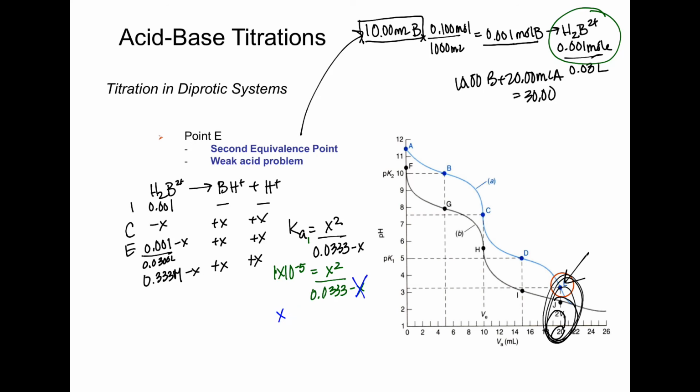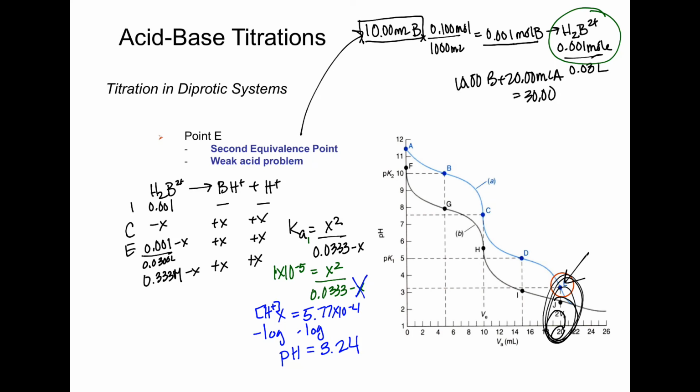I got that x was equal to 5.77 times 10 to the negative 4. So x was equal to the hydrogen ion concentration. When I take the negative log of the hydrogen ion concentration, I get the pH, and I got 3.24. Now that makes sense. It's a weak acid solution, so I should get an acidic pH, but it's a weak acid solution, so I'm probably not going to get a pH of 0. I'm going to get something between 0 and 7.